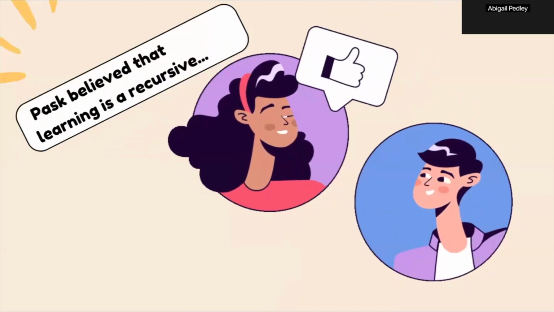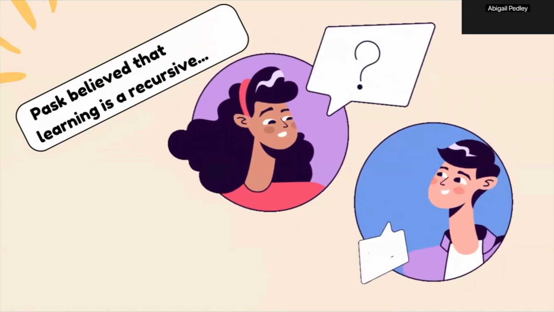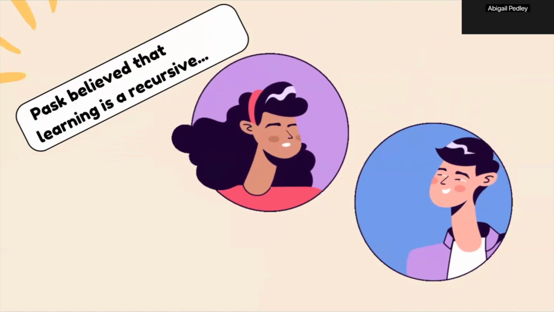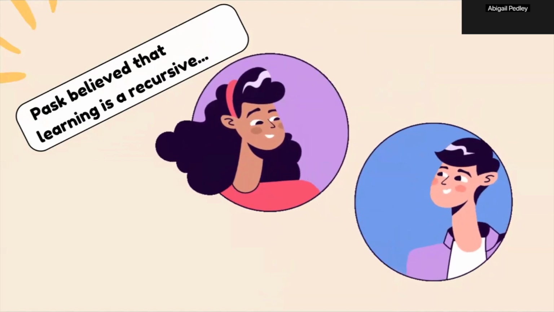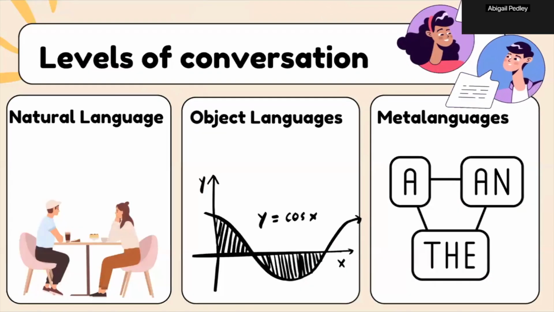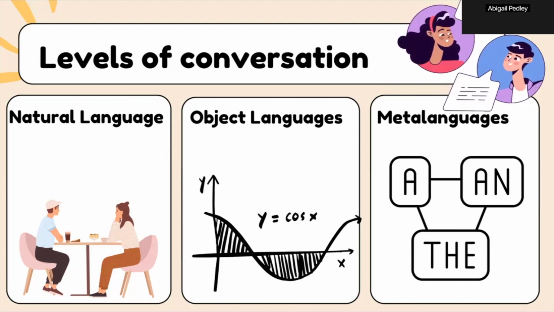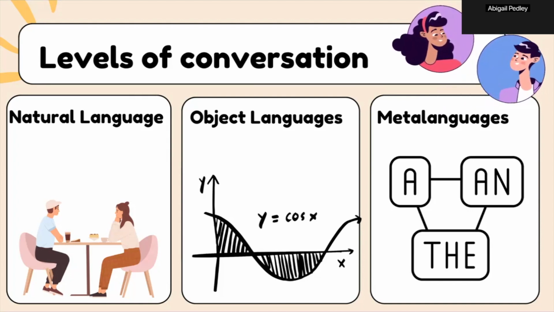So how does this relate to learning? Gordon Pask believed that learning is a recursive, ongoing process that happens through conversations about a subject. These conversations can happen in different types of language. Natural language is everyday speech, like when you chat with friends. Object language is a more specialized way of communicating, like using math formulas in science class. Meta languages talk about the structure or rules of other languages, for example, how grammar works in English.